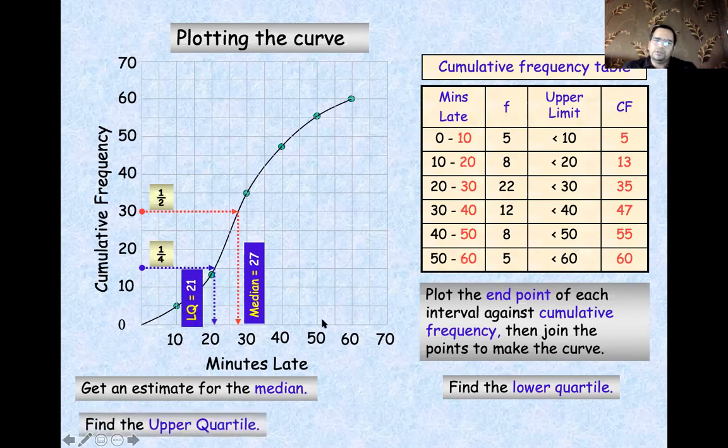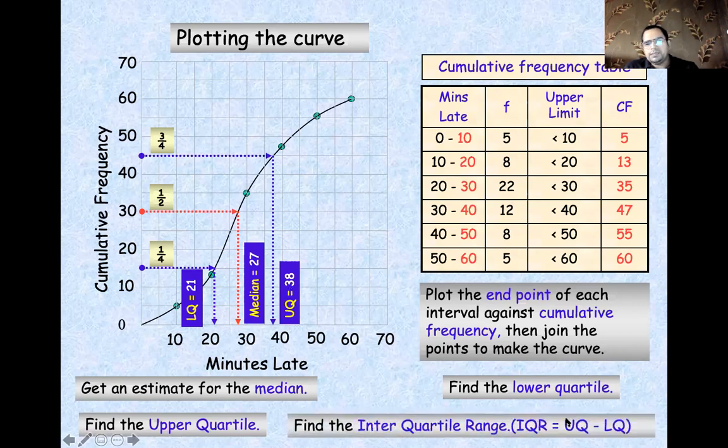Similarly, let's say you want to find the upper quartile. So for the upper quartile, you take 3/4 of the total frequency. So the corresponding value is referred to as the upper quartile, which is 38. Now, to find the interquartile range, you do upper quartile minus lower quartile. So that is going to be nothing but 17 minutes. So you can say around 50% of the flights came in that particular IQR.